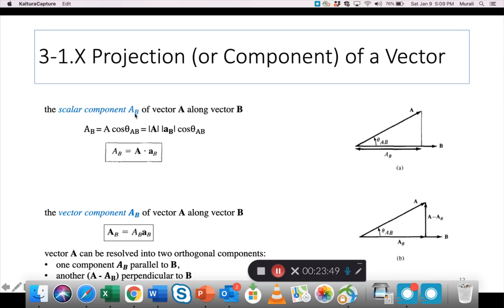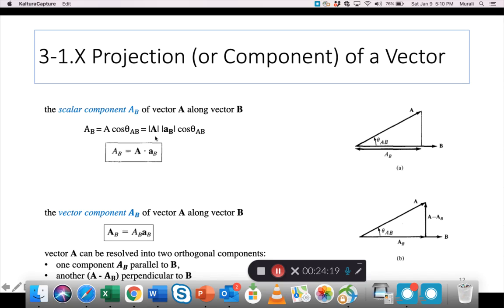So let's read this. The scalar component, this is a scalar AB, of vector A along vector B. So you have two vectors, right? You have a vector A and you have a vector B. So the component of this vector here is this little quantity AB. And what is that AB? It's a scalar quantity. It can be derived as A into cos theta, which is the angle between A and B.